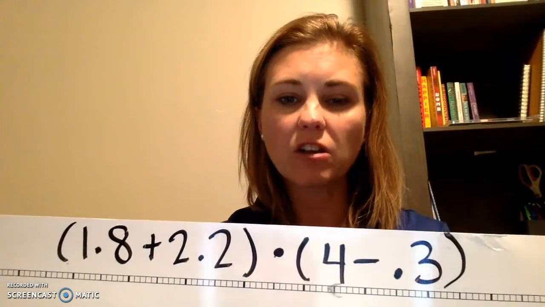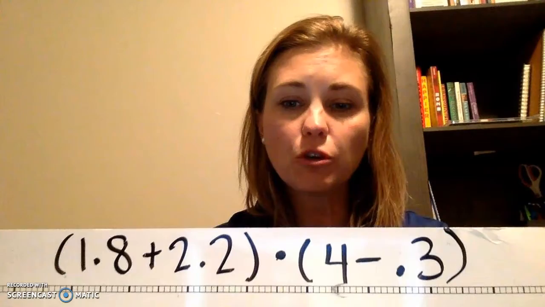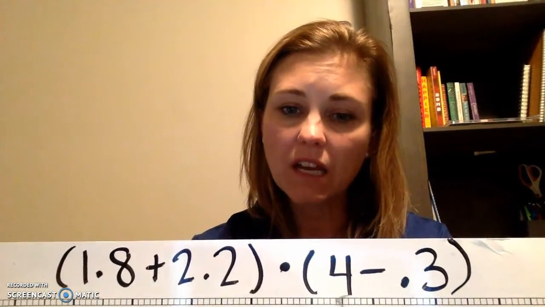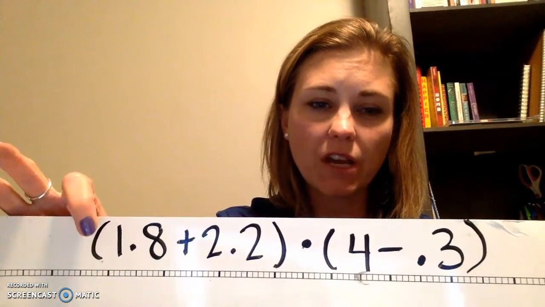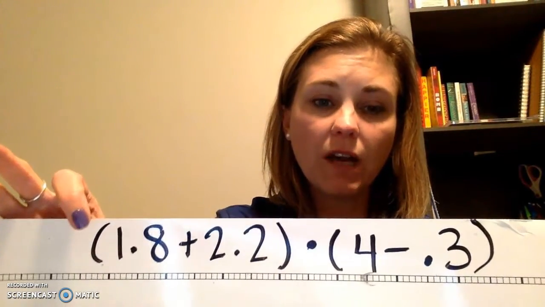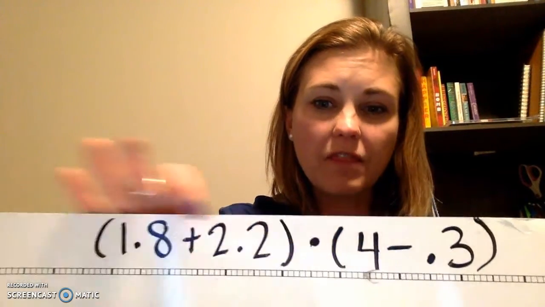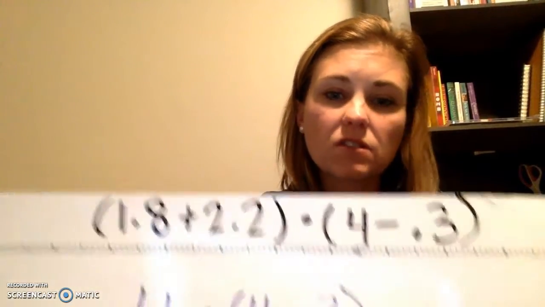All right, here is our last expression for our problem that we need to solve. I have 2 parentheses this time, but my rule tells me that I need to work from left to right. So I am going to start right here on the left side, and I'm going to do 1 and 8 tenths plus 2 and 2 tenths first. Then I'm going to do 4 take away 3 tenths.